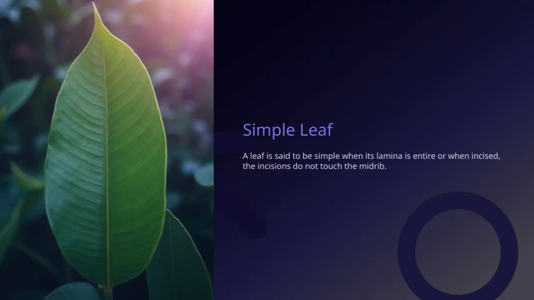A leaf is said to be simple when its lamina is entire, meaning the margin is smooth without any indentations or lobes. Alternatively, if the lamina is incised, the key point is that these incisions do not touch the midrib.